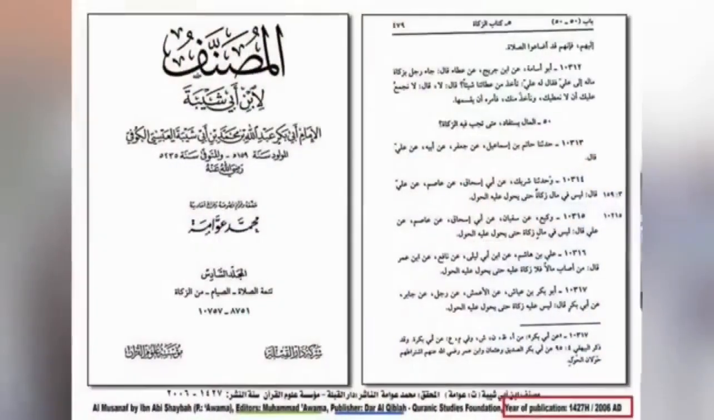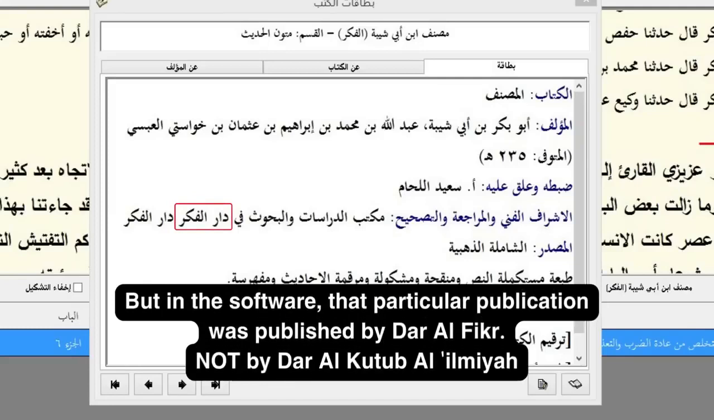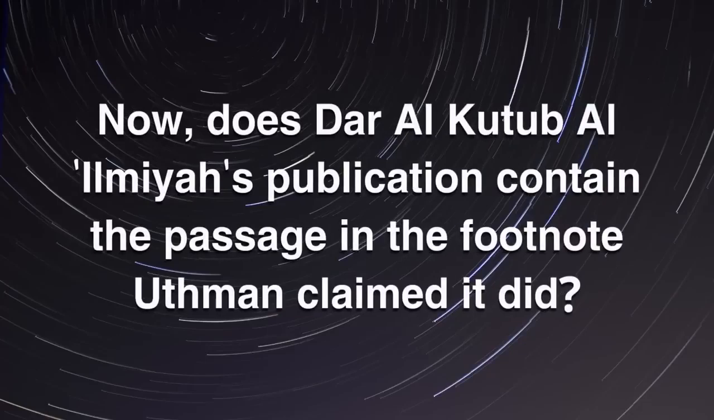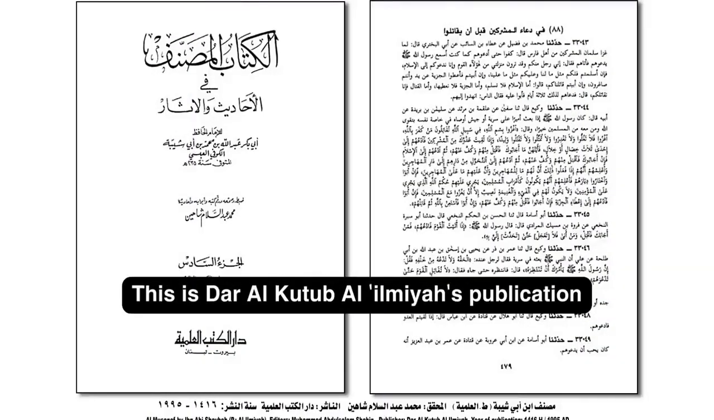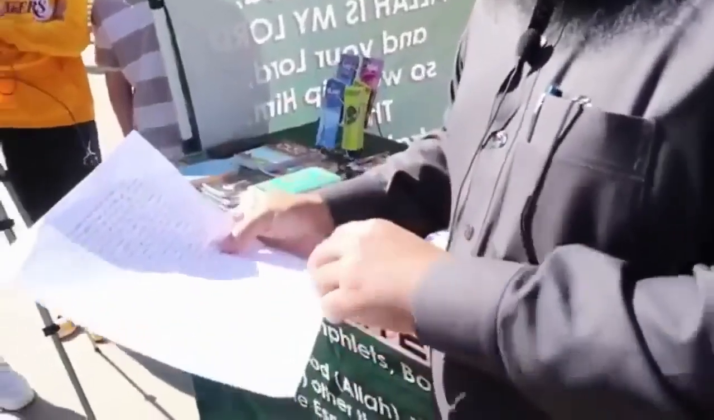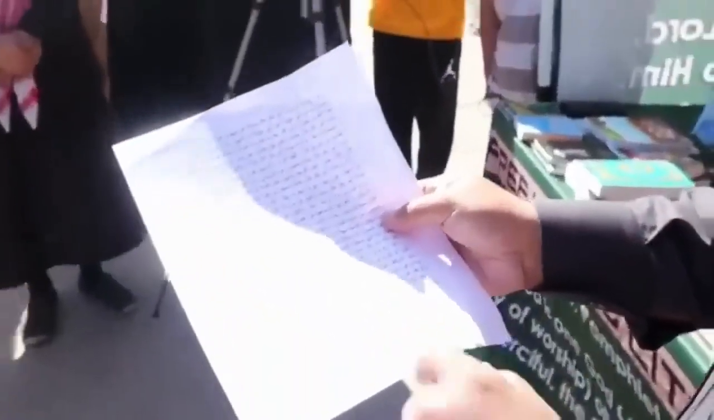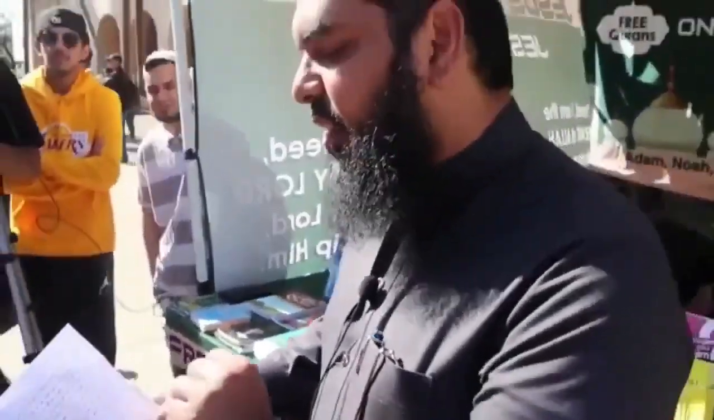So let me explain this to you. All right, go ahead. This is a publication called Dar al-Kutub al-Ilmiyyah. This is going to be fun. In the Musannaf of Ibn Abi Shaybah, volume number 6, page number 479, this is the hadith with its chain.